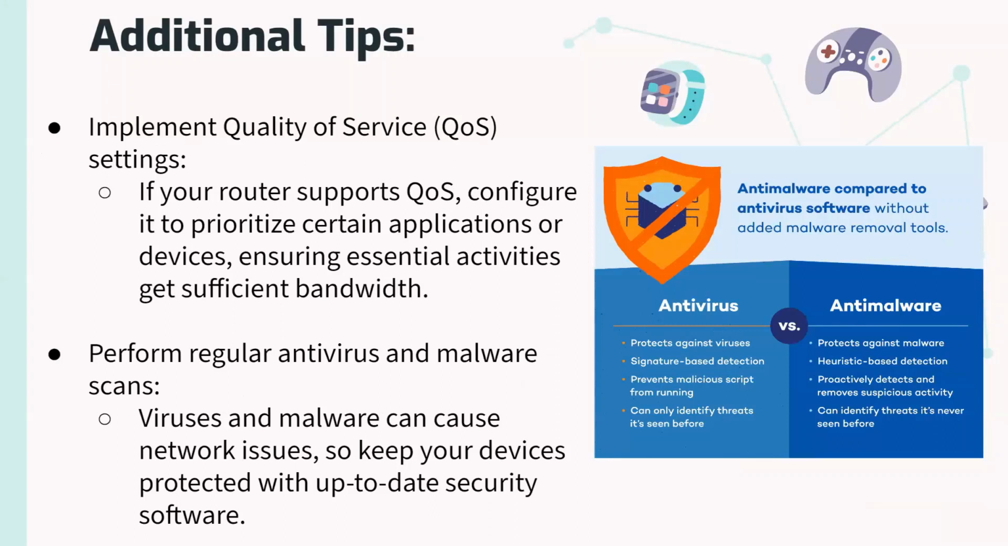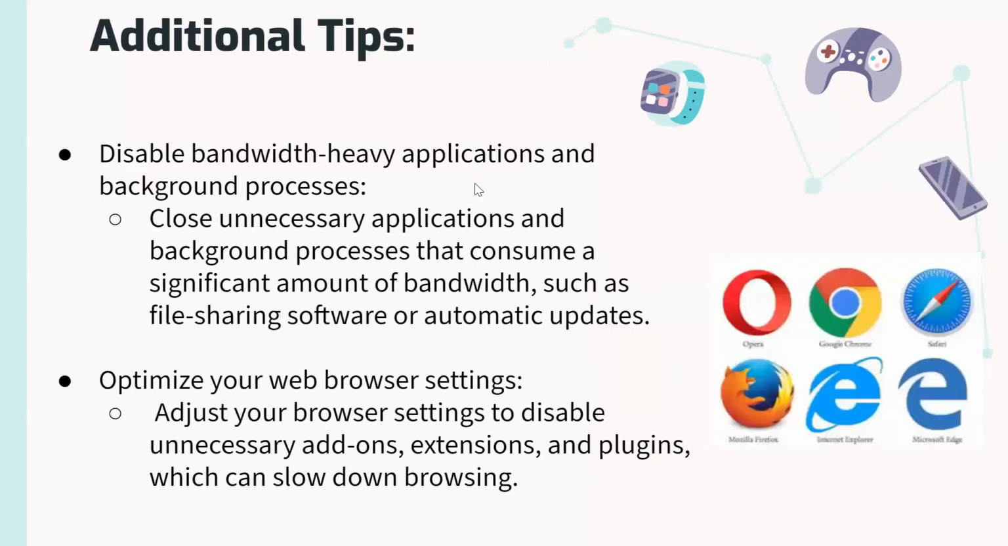You can also perform regular antivirus and malware scans. Viruses and malware can cause network issues, so keep your devices protected with up-to-date security software. You can also disable bandwidth-heavy applications and background processes. Close unnecessary applications and background processes that consume a significant amount of bandwidth, such as file sharing software or automatic updates. Optimize your web browser settings. Adjust your browser settings to disable unnecessary add-ons, extensions, and plugins, which can slow down browsing.